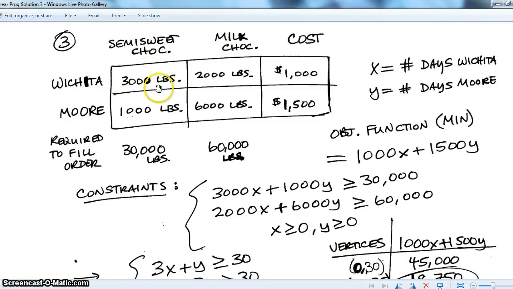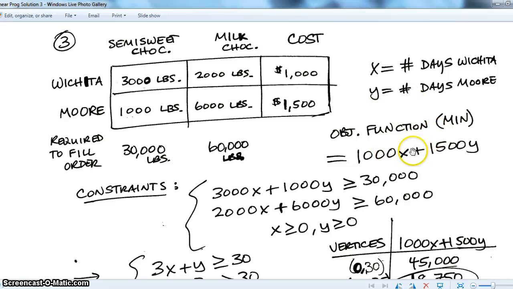Wichita makes 3,000 pounds of semi-sweet and 2,000 pounds of milk chocolate, and costs $1,000 a day, and Moore, 1,000 pounds, 6,000 pounds, 1,500. And the requirements, we need to fill an order. So when you're filling an order, that means we're going to figure out how much semi-sweet chocolate is going to be made, and that has to be greater than or equal to 30,000. How much milk chocolate has to be made? It has to be greater than or equal to 60,000.